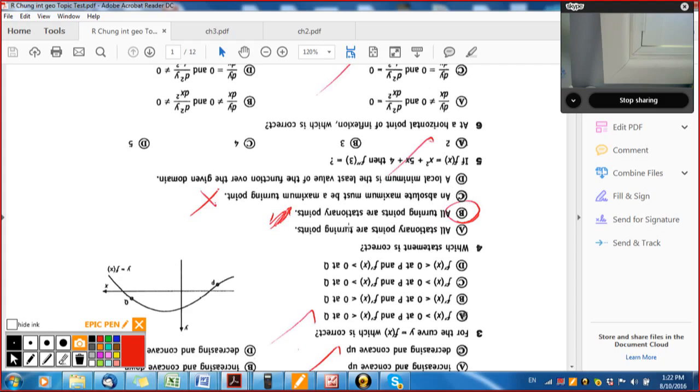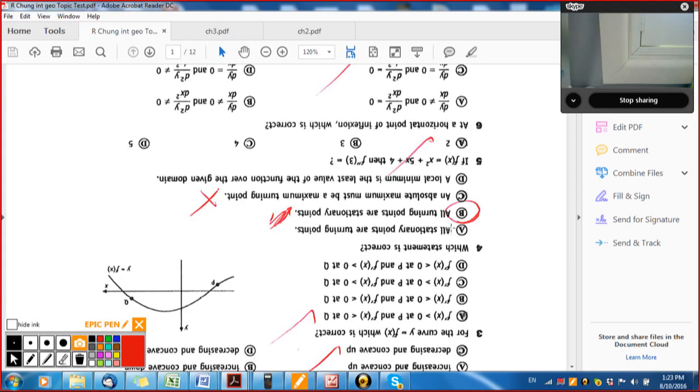Let's go through each one of these, right? So you've got all stationary points are turning points. Is that right? No. The answer is no. Can you think of a stationary point that's not a turning point? Just like normal x values, it can just pass through, doesn't have to be a turning point. Yes, but they're not going to be stationary points either. Normal x values are not going to be stationary points.